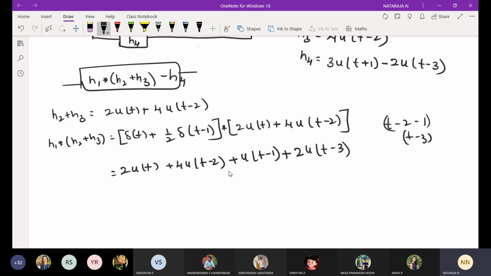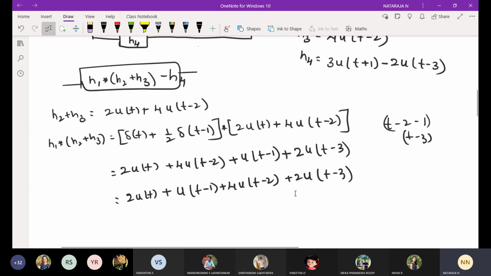Now I am going to write it in order. This is with respect to origin: u of t, after that u of t minus 1 plus 4u of t minus 2 plus 2u of t minus 3. This is my solution for H1 convolved with H2 plus H3. Now minus of H4. For this I am going to take subtraction of H4.